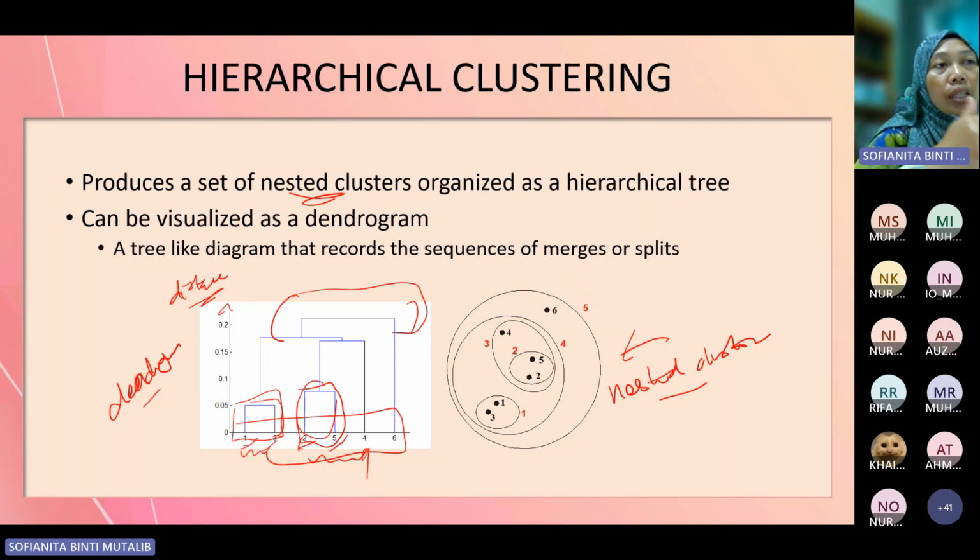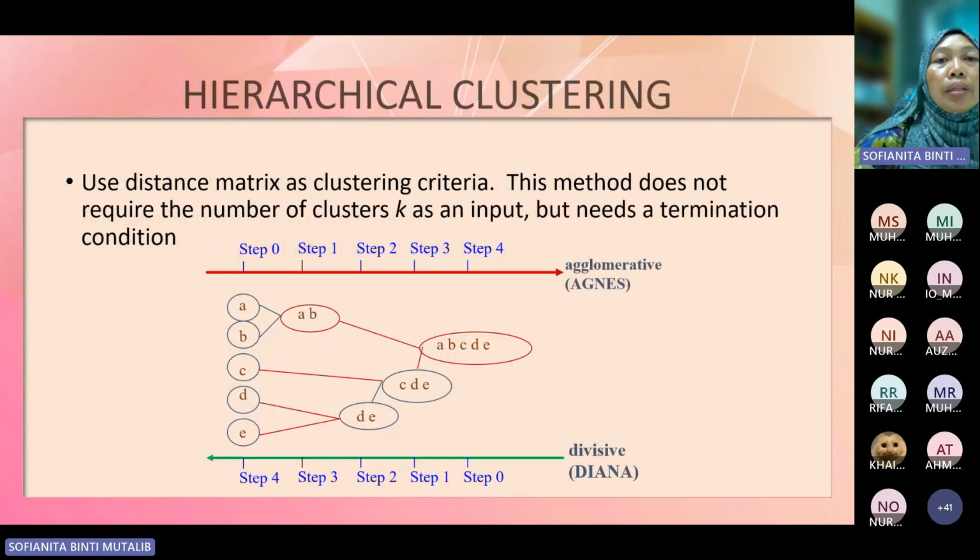So this clustering method will produce these two visualizations. Most of the time when we apply hierarchical clustering, we have to understand the smallest, or the lowest, hierarchy of the objects until the highest hierarchy.